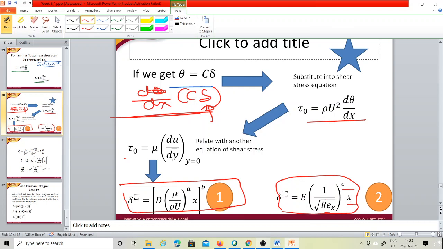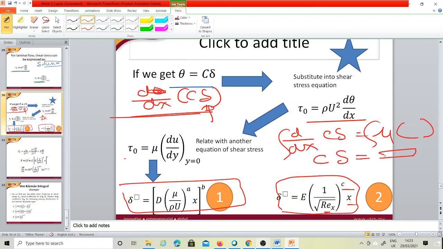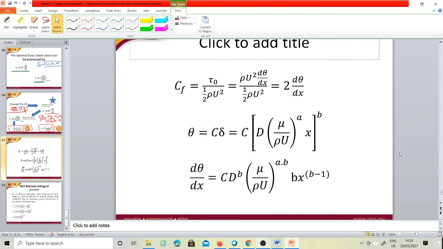Honestly, what I am saying is that if you have theta, you just expect d by dx of C delta, and that will be equal to mu and then some values. Now you need to integrate the opposite side, so dx will be cancelled out, so you have C delta equal to the integral, and from there you will get delta equal to something like that. We will solve the problem, then you will understand more.